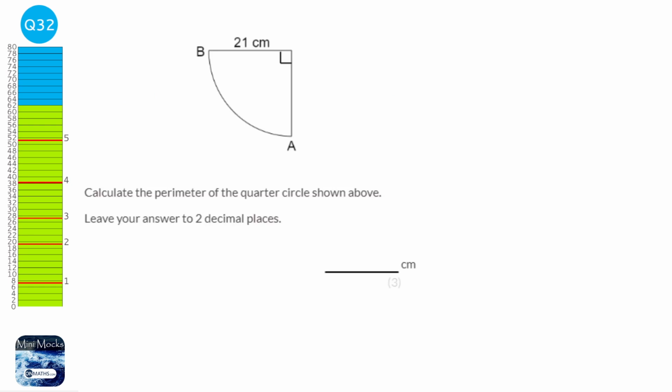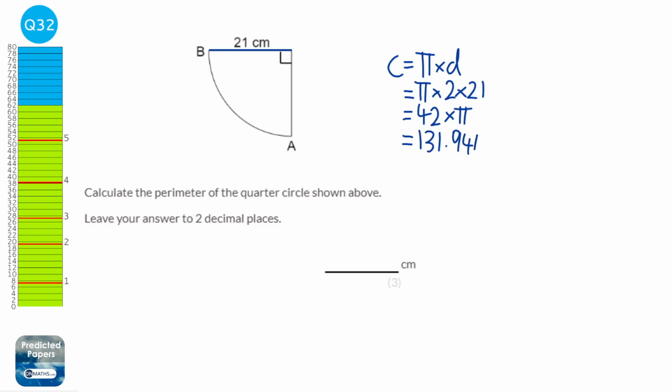The first thing we can do is work out what the circumference of the full circle would be. Obviously we haven't got a full circle here, but what the circumference would be had we got a full circle. So that's going to be pi times the diameter. The diameter is twice as big as the radius, and this 21 centimeters here is the radius of a full circle. So that's going to be pi times 2 lots of 21, which is 42 times pi, which is 131.946 blah blah blah.